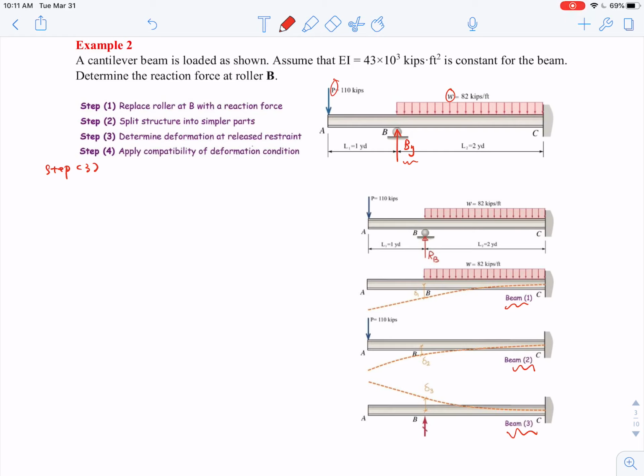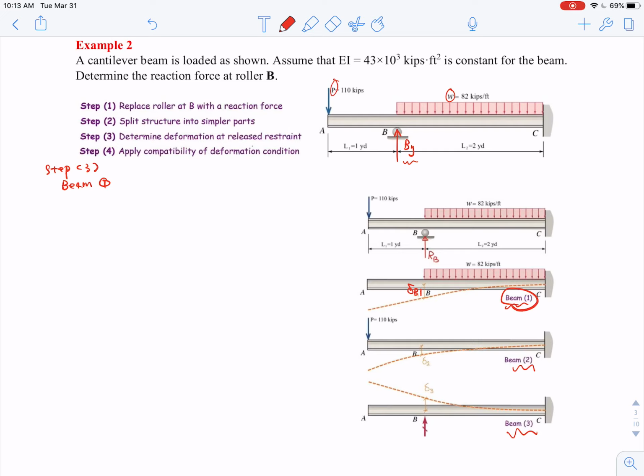In step 3, we have 3 beams that we need to deal with. Let's look at beam 1. It's a cantilever subjected to distributed load W through BC. As we analyzed before several times, here we can calculate the maximum deflection, which we call delta B1, at point B. And again, we know that AB will keep straight, so we can calculate the slope at point B, then use a triangle to solve the deflection at point A. But that is useless for us in this example, since we're only caring about point B. We're not calculating the deflection at point A. So we only calculate delta B1.